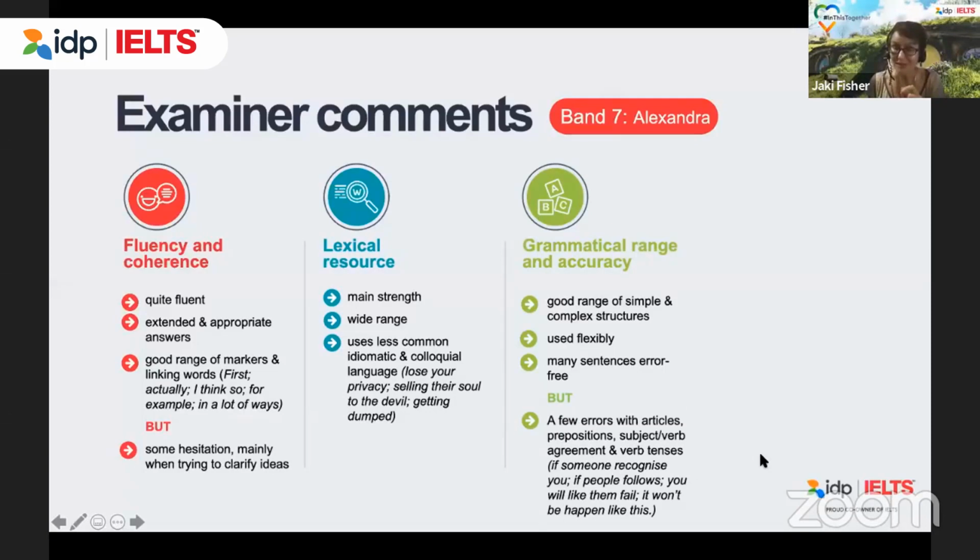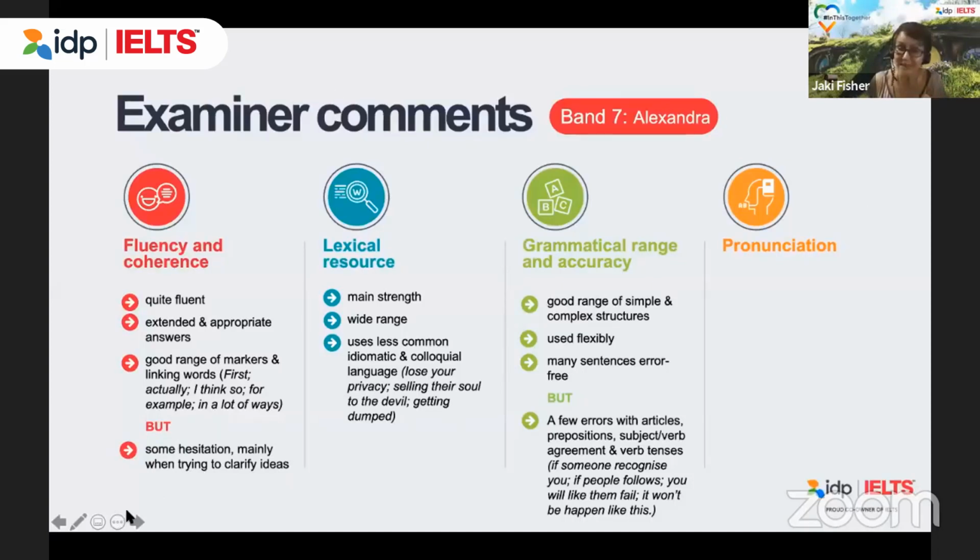I don't know if you noticed. So she said, if someone recognizes you, that's not correct, is it? Someone recognizes you. If people follows, so it should be, this is plural, so it should be if people follow. Yeah, you will like them fail. You will like them to fail. Yeah, so there were some little errors, but many sentences were also correct.